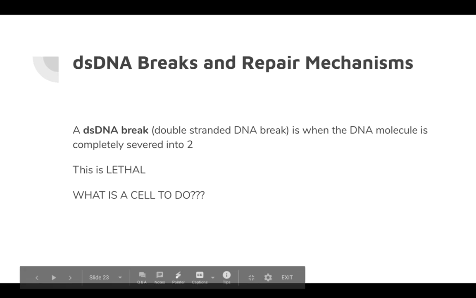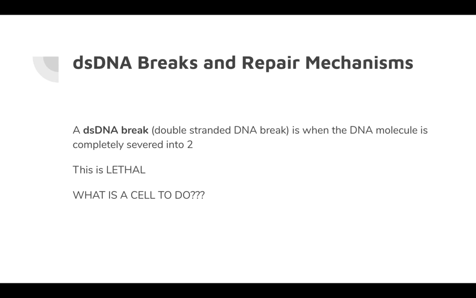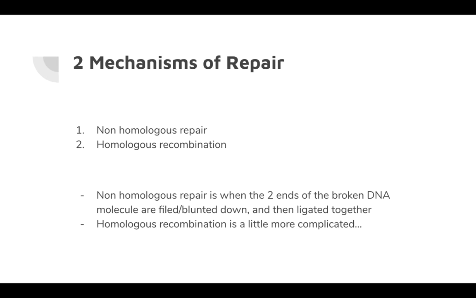So now we'll talk about dsDNA breaks and repair mechanisms. A dsDNA break is when the DNA molecule is completely severed into two. This is lethal. We don't want apoptosis. We don't want to die. We just want to survive. So what are we supposed to do? What is the cell going to do? Well, luckily, the cell has two mechanisms of repair. One is non-homologous repair, and the other is homologous recombination.